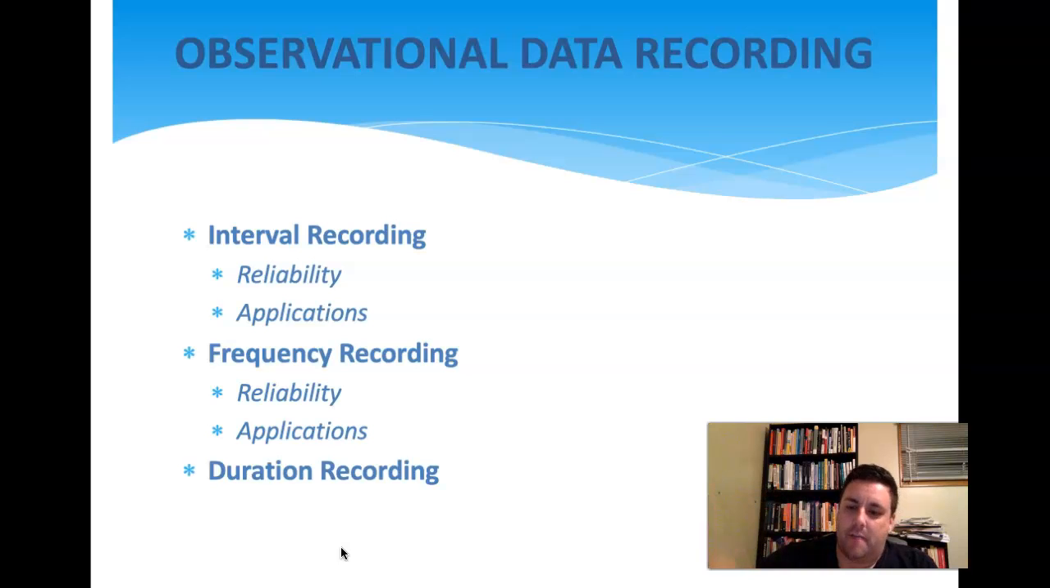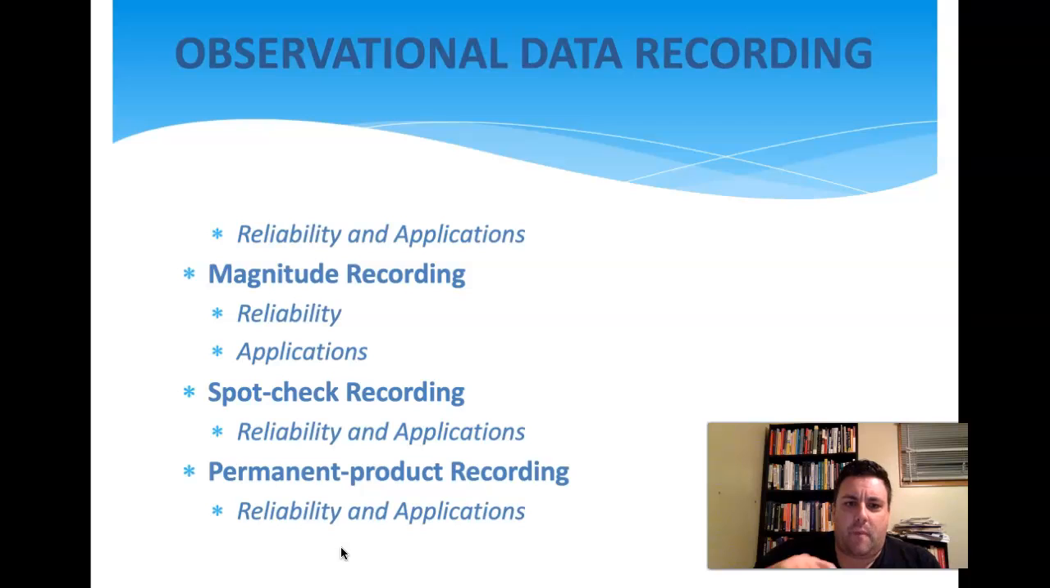Duration is the length of time it lasts. So maybe you're looking for time on task or something like that. That might be a good way to think about interval. If you're thinking about out of seat behavior or something like that, that might be frequency. And if you were thinking about how long that out of seat behavior lasts, that would be a good example of duration.